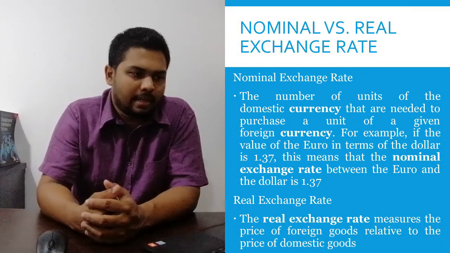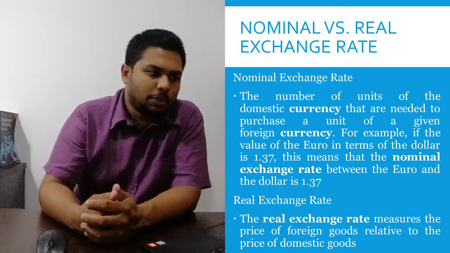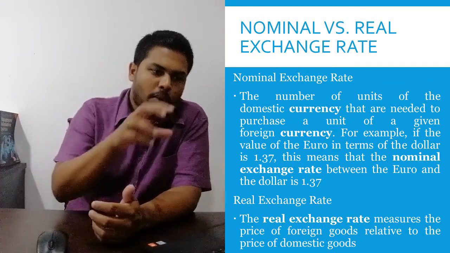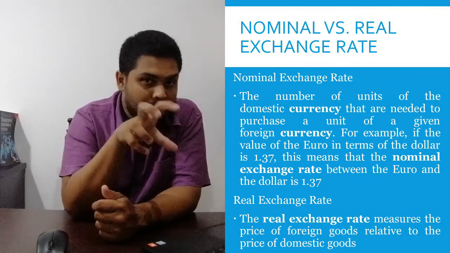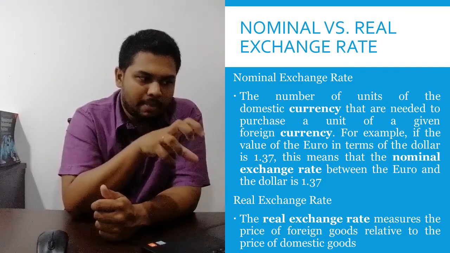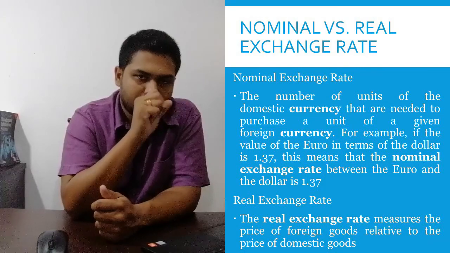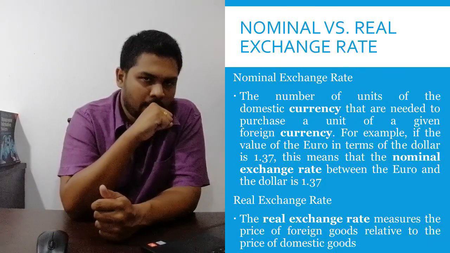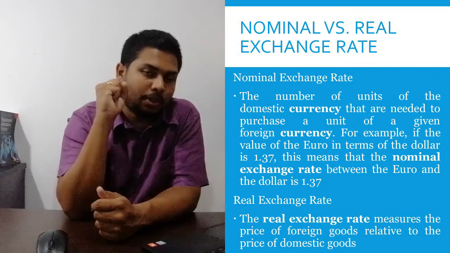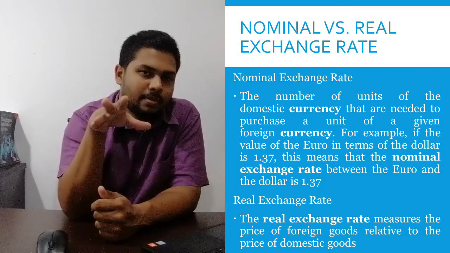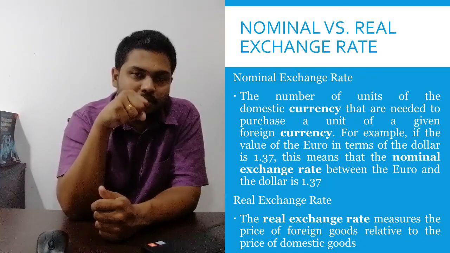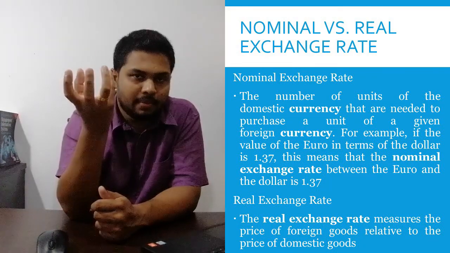For example, if the value of the euro in terms of the dollar is 1.37, this means that the nominal exchange rate between the euro and the dollar is 1.37. Remember, these are nominal exchange rates. But when it comes to real, in the sense of the actual commodities that you can buy, these are not monetary values. When it comes to the real exchange rate, we call it the goods value.